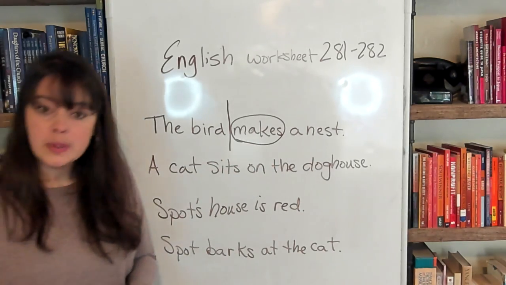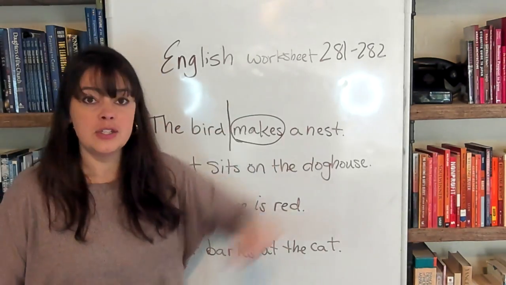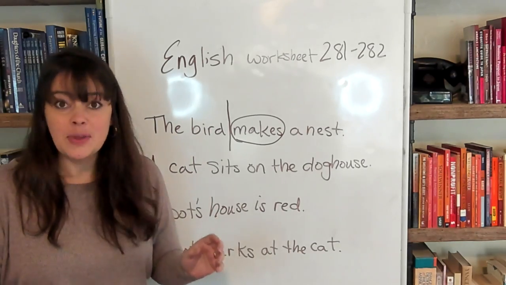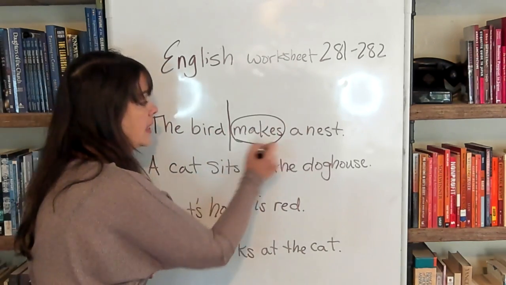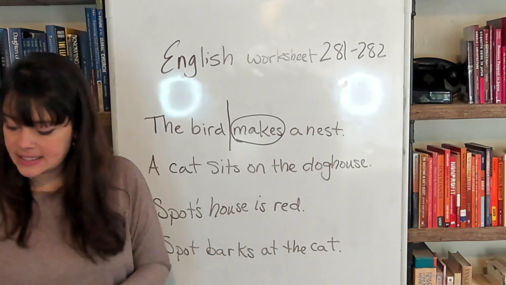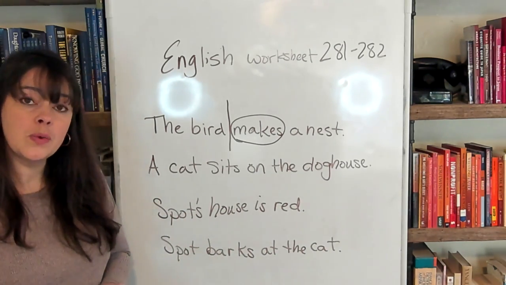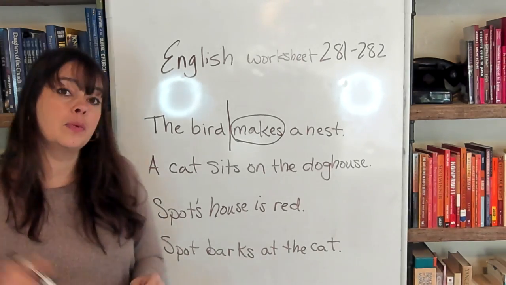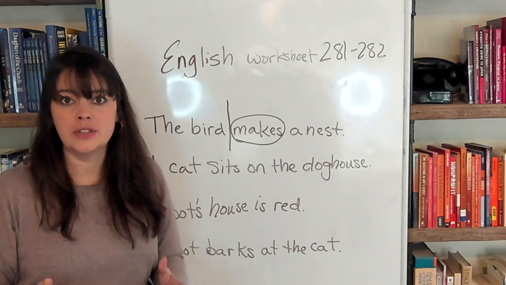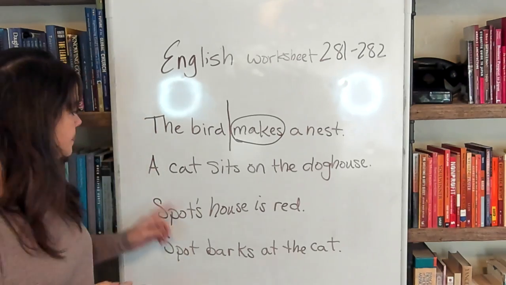So when you are doing your worksheet today, 281 to 282, some of the time they're going to be asking you to do this. Circle the action word and draw a line to separate the subject and the predicate, right? So that's what we're going to do. We'll do this a few times together. Remember to follow all the instructions so you don't leave any steps out.